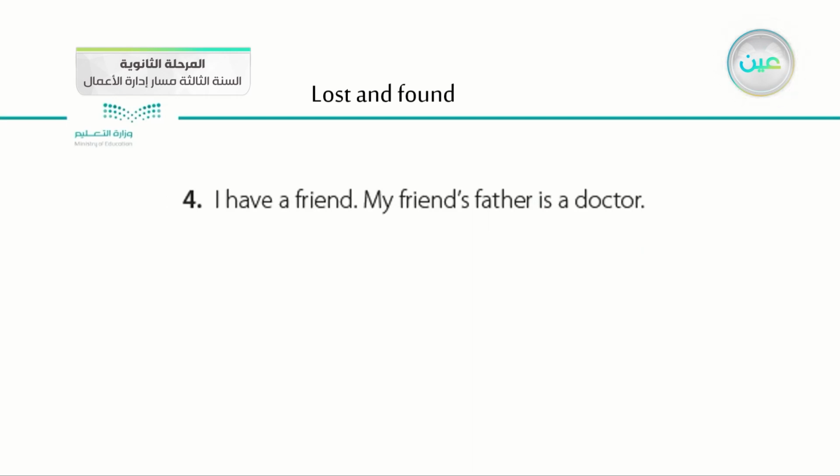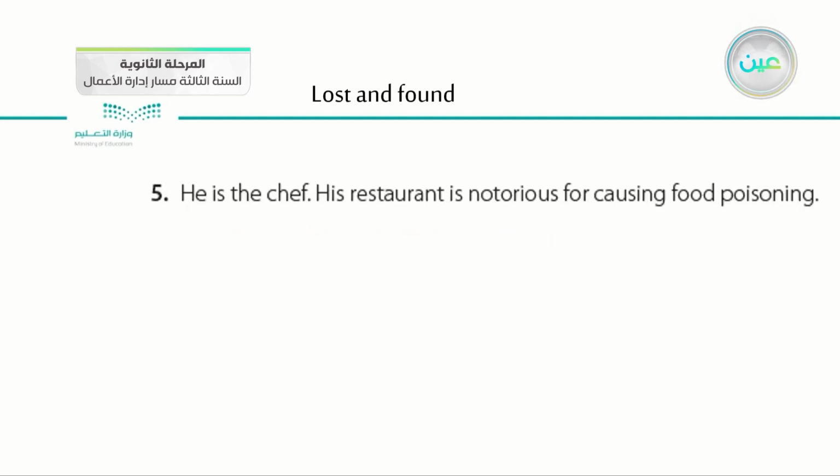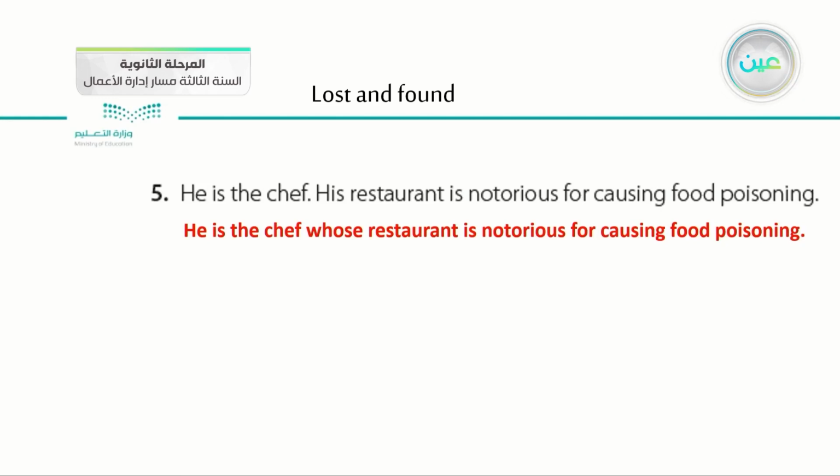As you see here, we use whose as a subject of this part. And here we have: I have a friend. My friend's father is a doctor. I have a friend whose father is a doctor. You see, it's very interesting to go over these exercises. Number 5: he is the chef. His restaurant is notorious for causing food poisoning. What do you think we can change in this part? He is the chef whose restaurant, so this restaurant belongs to this chef. That's why we use whose as a subject here. Is notorious for causing food poisoning.